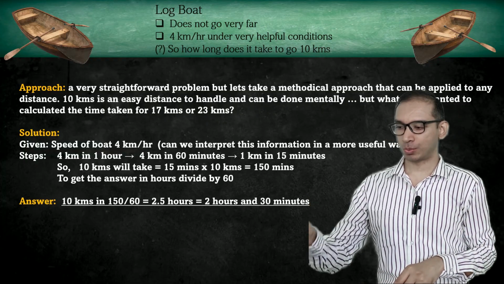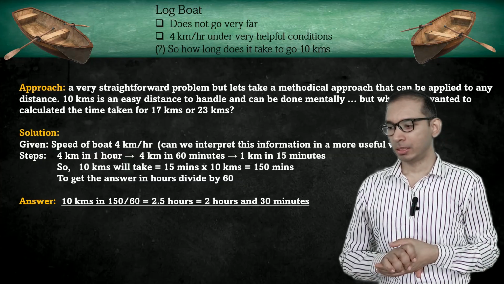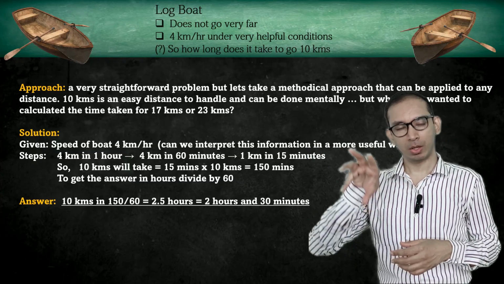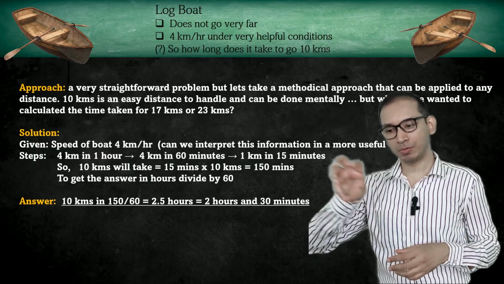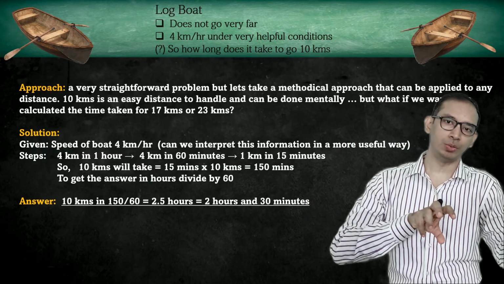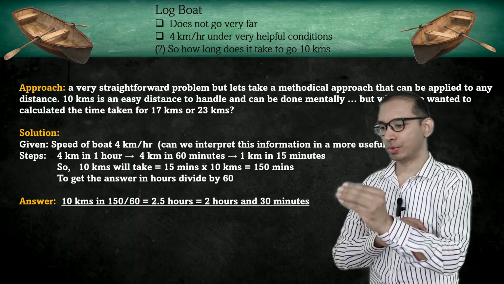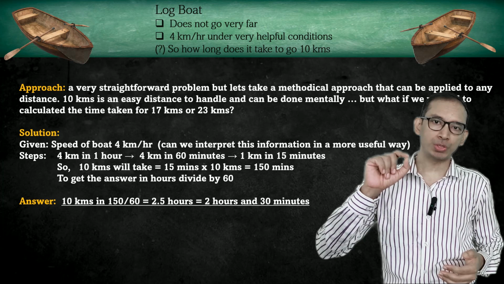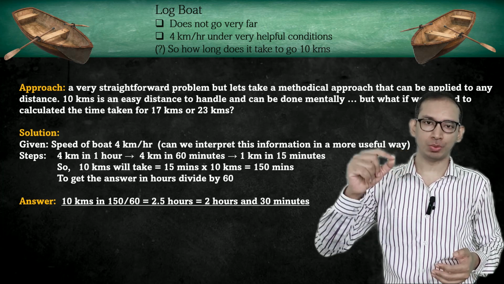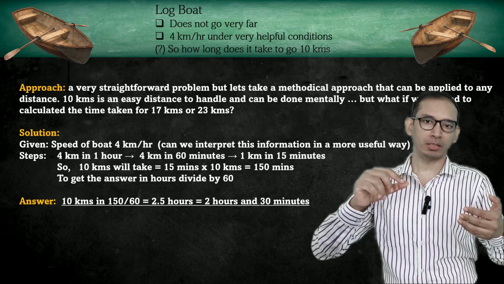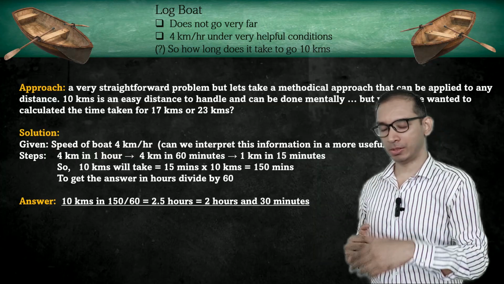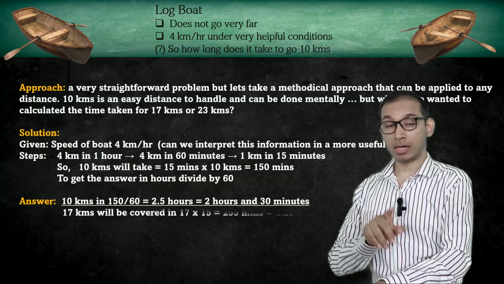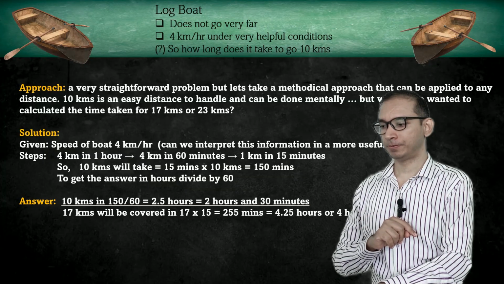Okay, so that's one way of representing your answer. The other way is you divide 150 by 60. The quotient that you get becomes your hours, and the remainder that you get is your minutes. So when you divide 150 by 60, 60 times 2 is 120, and 30 remains. So that's 2 hours and 30 minutes. So you can represent the answer in two ways here, either in hours or in hours and minutes.